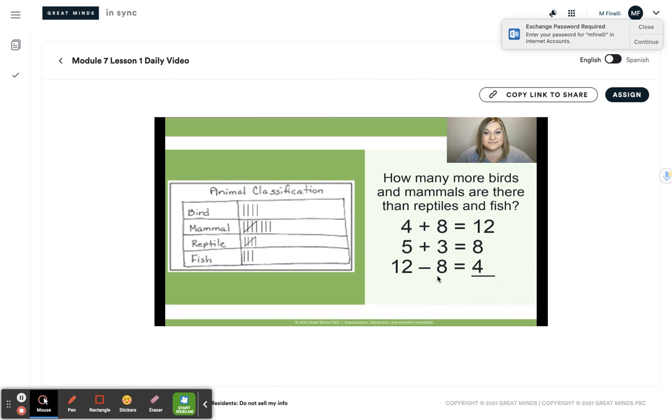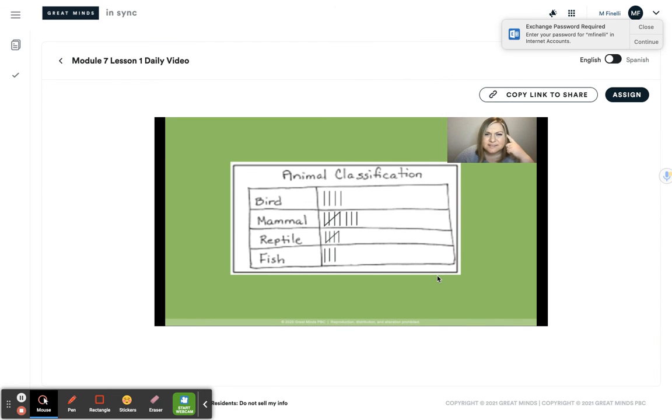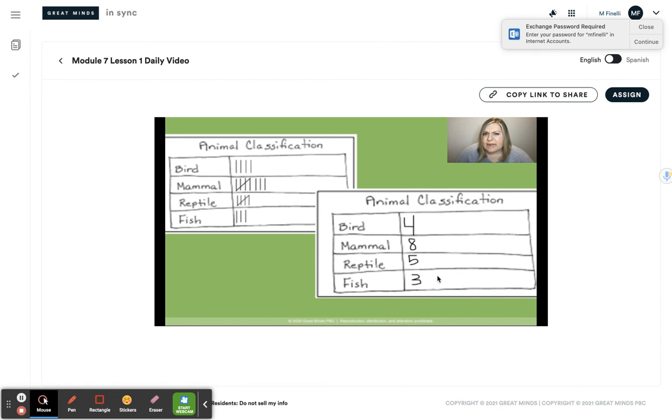Think about this. How would our table change if we counted 4 more birds? That's correct. If we added 4 more birds, we would now have 8 birds. Friends, what if I changed my table to having numbers instead of tally marks? Did my data or my information change? No, it didn't. What do you notice about seeing numbers instead of tally marks?